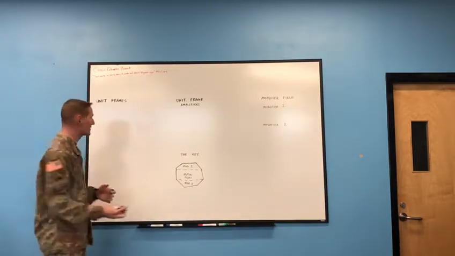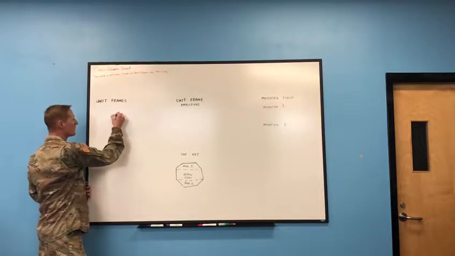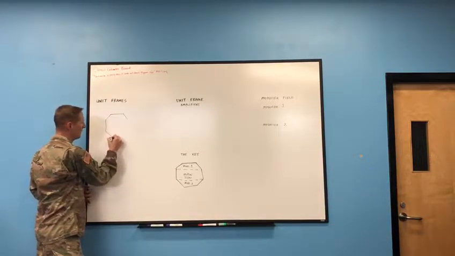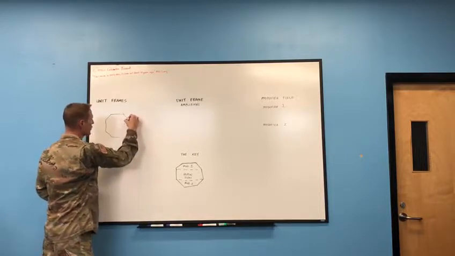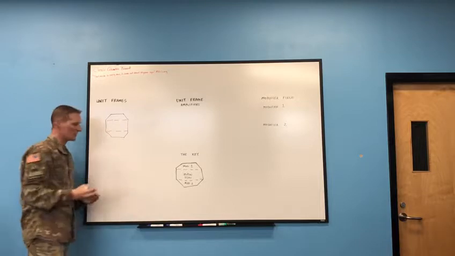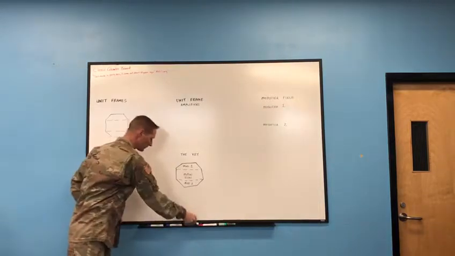A means of conveyance. So for unit frames, we know that the key and the basis is always going to be the bounding octagon. Now, once you get pretty well versed in drawing icons, you don't necessarily have to draw this in the center of all of them, but this helps us divide our sections out.